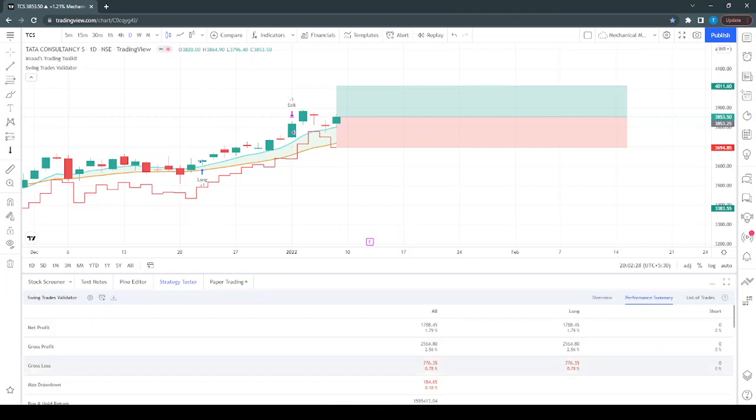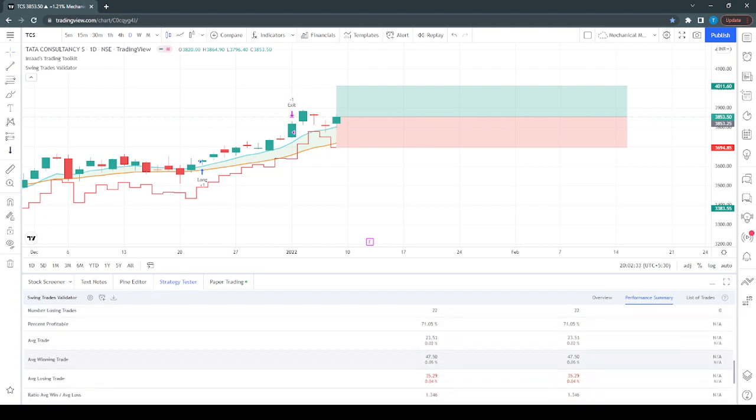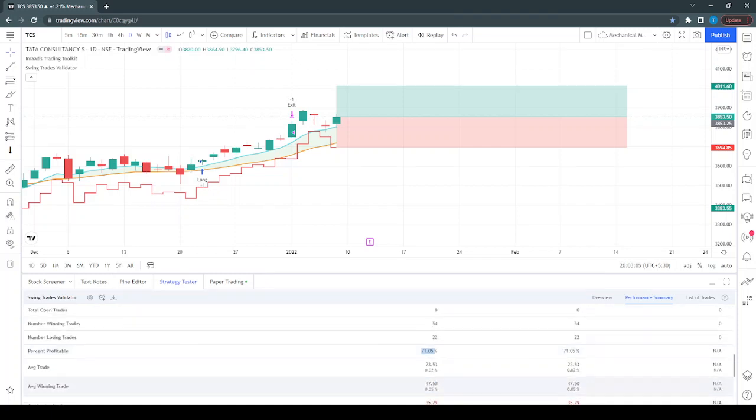In the performance summary, if you scroll down, you will see that the total number of trades taken was 76. Out of this, 54 trades were winning trades and 22 trades were losing trades. That means we are at a 71% profitability percentage. That means 71% of those trades taken based on this setup with a 4.11% stop loss and 4.11% target, 54 trades actually hit that target of 4.11%.